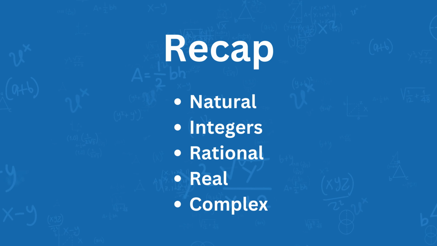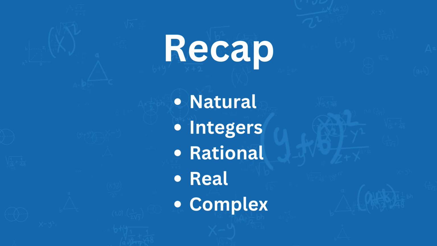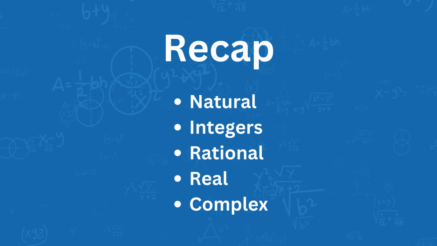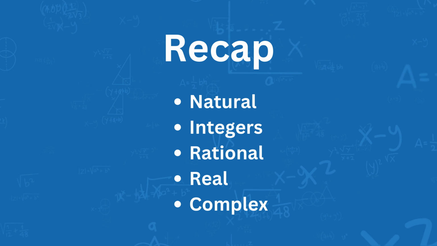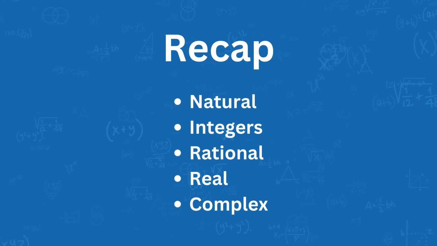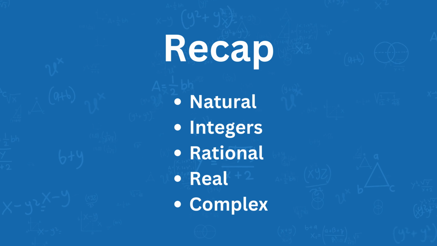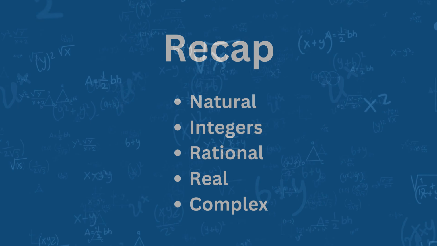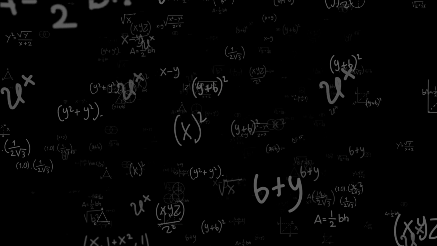So let's recap. We started with natural numbers, expanded to integers with 0 and negative numbers, then to rational numbers, to include numbers in between that can be expressed as fractions, and from there to real numbers, which include irrational numbers which cannot be expressed as fractions. And finally, we combined them to understand complex numbers. Each type of number builds on the last, creating a rich and interconnected world in mathematics.